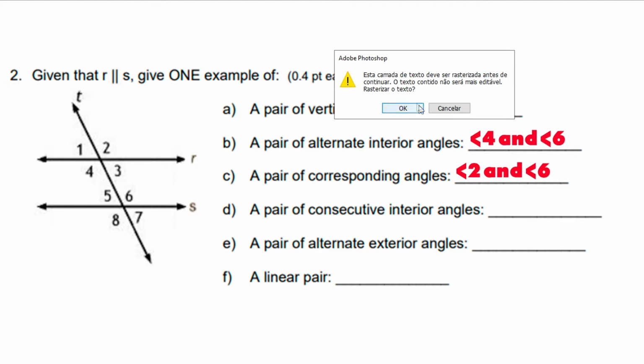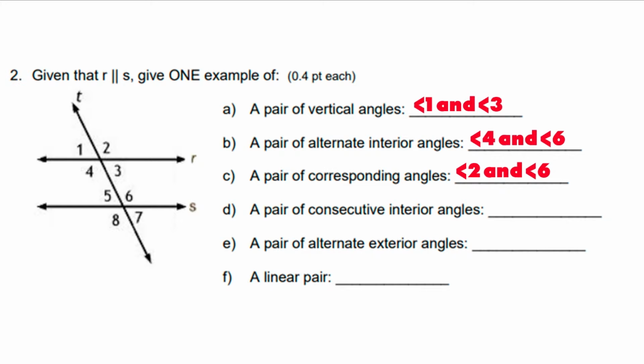A pair of consecutive interior angles. So consecutive interior angles is basically the same as saying same side interior. Okay, so this one could be angle 3 and angle 6. Angle 3 and angle 6. The next one, let's go ahead.